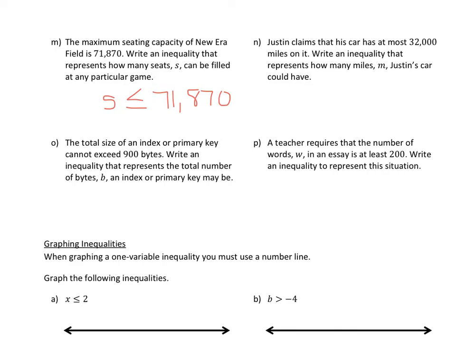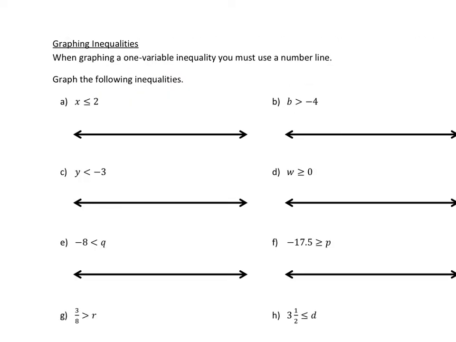Graphing inequalities. When graphing a one-variable inequality, you must use a number line. Now remember, a little bit of review here. If you have an open circle, you're talking about either less than or greater than. If you have a closed-in circle, it's either less than or equal to or greater than or equal to.